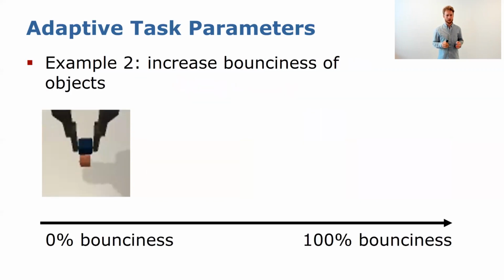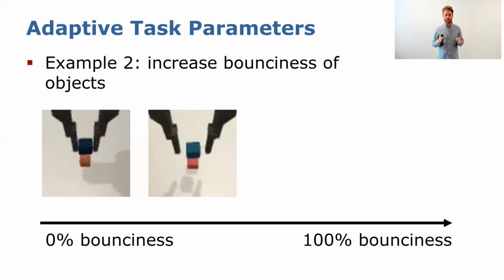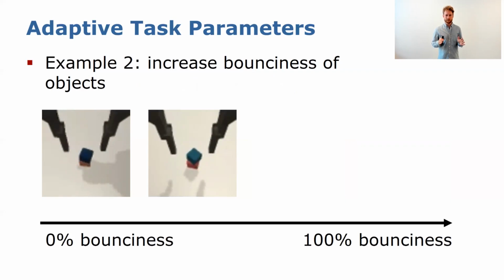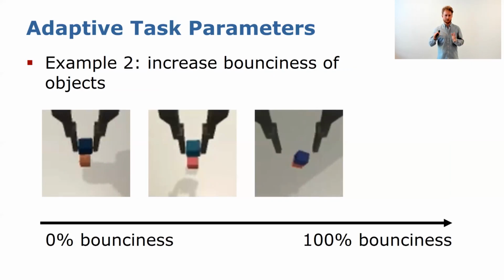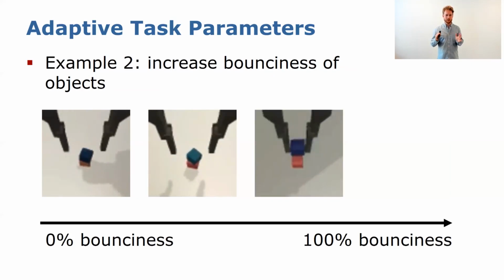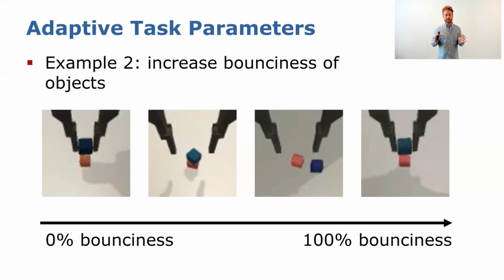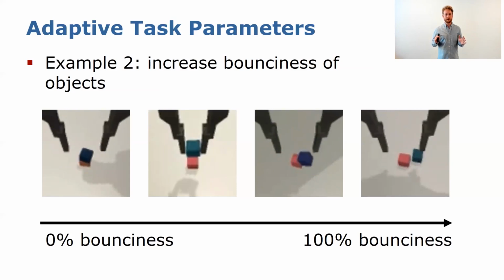As another example, the complexity of block stacking depends significantly on the bounciness of the blocks. This is a parameter that can be controlled in the physics simulator. During training, increasing the bounciness makes the task gradually more difficult. In total, the difficulty of the stacking task can be controlled by 24 parameters.